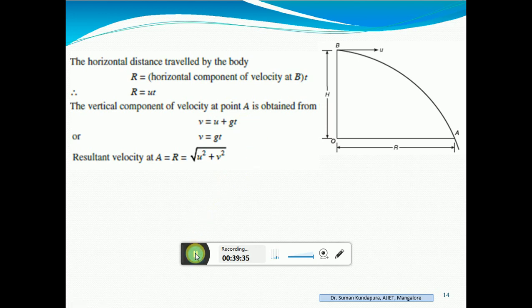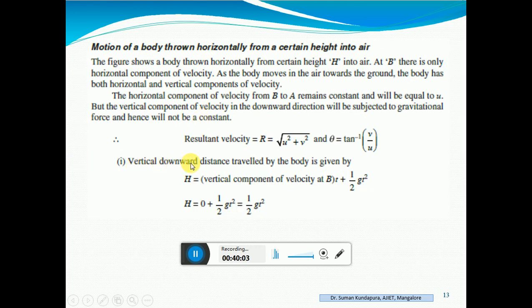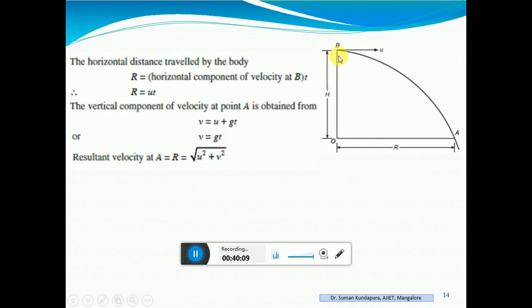So if the ball is thrown from this point and it fell at A, then its x and y here is r comma h. H is in the lower direction, it depends upon what axis you take. So actually it is below this point, so it is minus h. So now if I want to consider the distance h, the vertical downward distance traveled by the body, this is similar to your s distance. s is equal to ut plus half gt square.